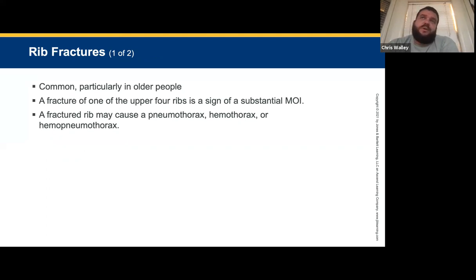So we know that can happen from many things: slip, trip, and fall, blunt force injuries, car wrecks. We're all human. We make stupid mistakes. We just do crazy things. And it happens. But fractured ribs.